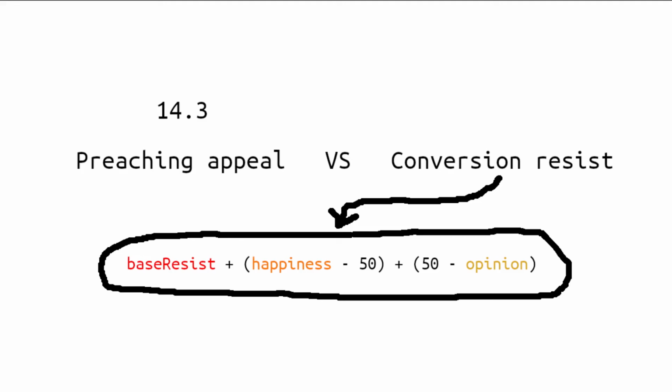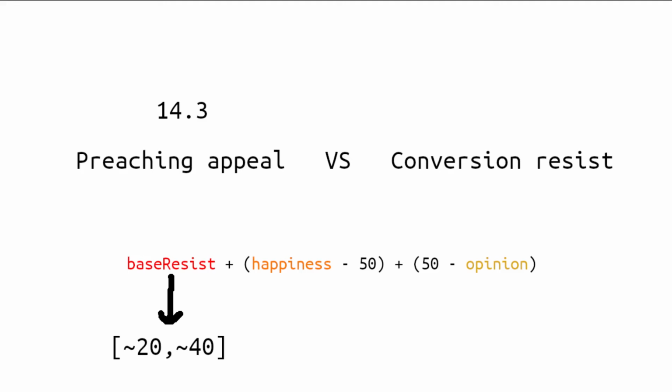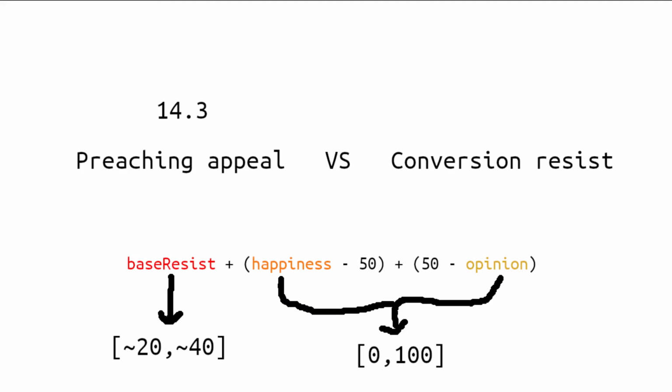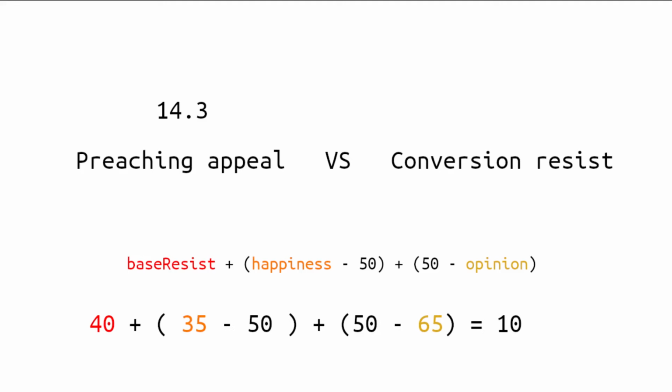In this calculation, conversion resistance has a base value between 20 and 40 for people of most religions. Happiness and opinion are values that range from 0 to 100, such that a happiness under 50 will decrease a population's conversion resistance, and if a population has an opinion of the preaching religion under 50, it will increase their conversion resistance. Let's perform a sample calculation of conversion resistance.